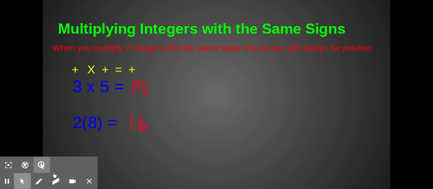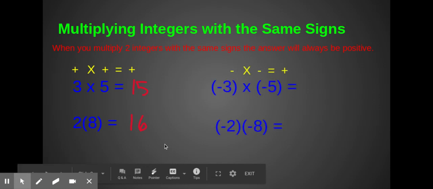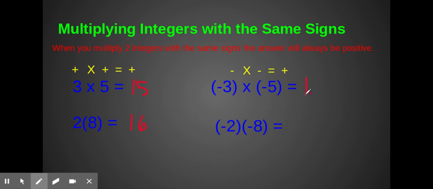So let's try some other ones. What about if mine are both negative? We know that a negative times a negative is going to result in a positive answer. So negative 3 times negative 5 is going to be 15. Notice how that is the same answer for a positive 3 times positive 5. And then negative 2 times negative 8 will also be positive 16 because if the signs are the same, the answer will be positive.